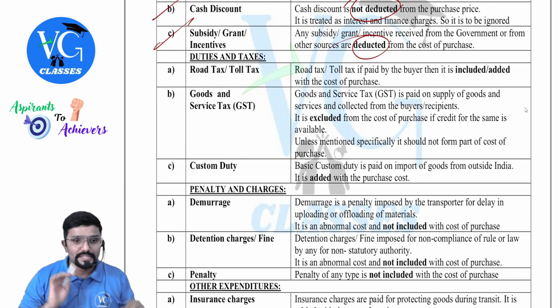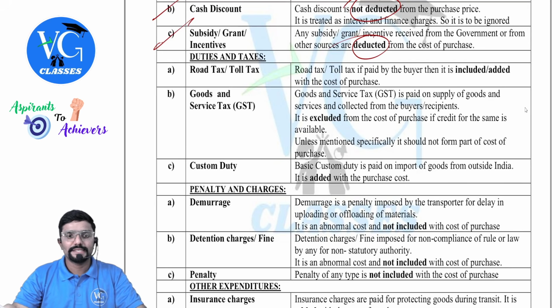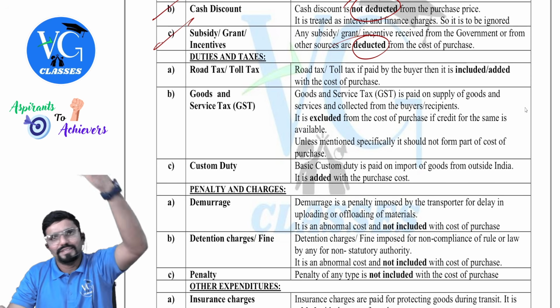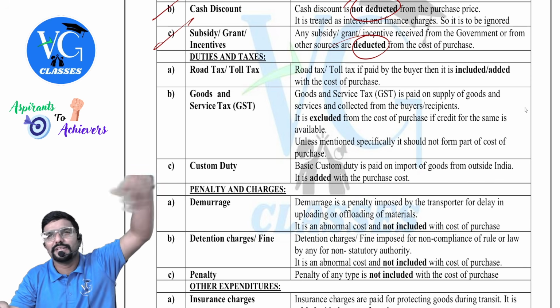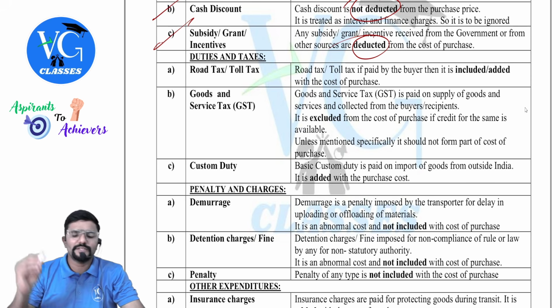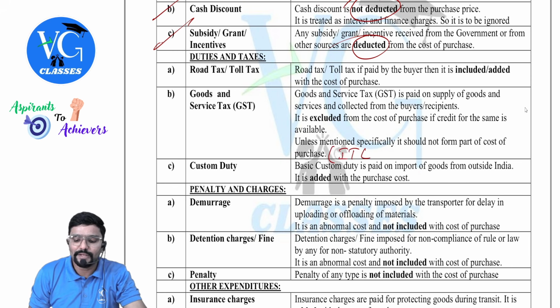Let me read. GST, that is goods and service tax. Goods and service tax is paid on supply of goods and services and collected from the buyers or recipients. It is excluded from the cost of purchase if credit for the same is available. If credit is available, don't add. If it is already added, remove it. Normally in the question, they will give it separately. Should you add it? No. Unless mentioned specifically, it should not form part of cost of purchase because we assume that ITC is available, guys.